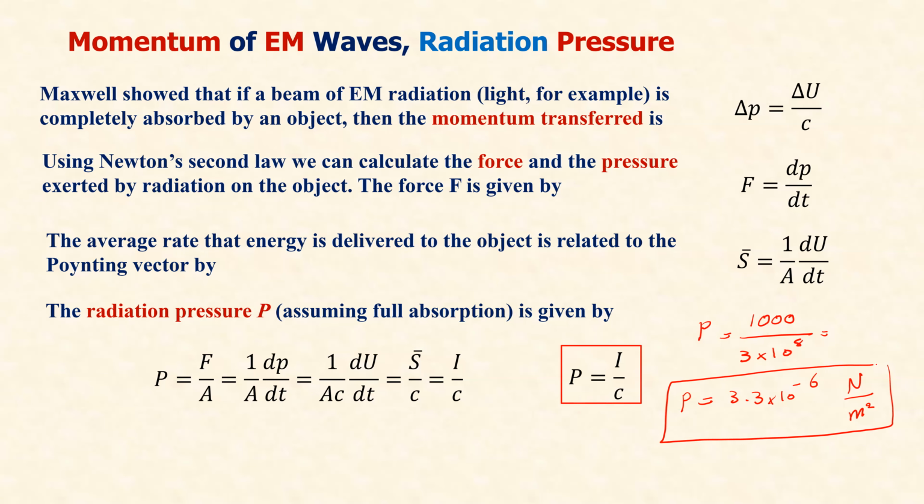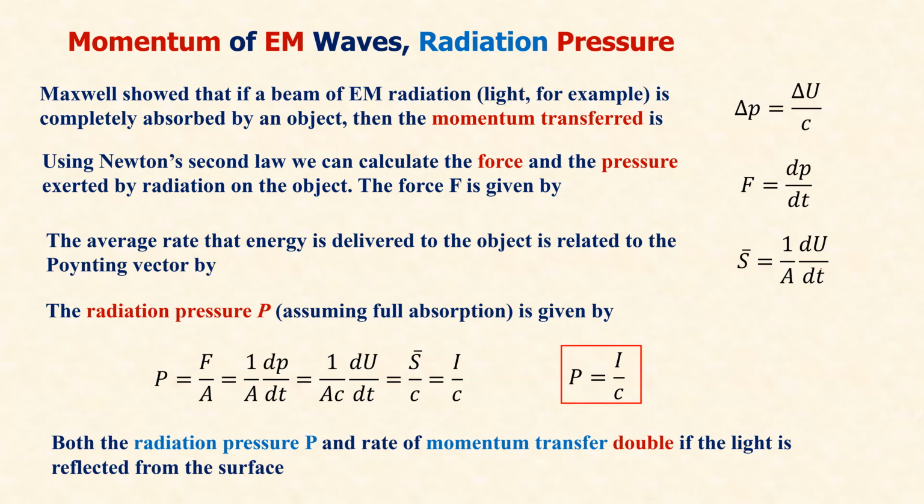All right. But as I said, there's a device that shows this. You can see that in a lab. In any E&M lab, there is one of those. All right. I think that's everything. But when the surface reflects the light, the momentum transfer and the radiation pressure both double, because when you bounce something back, you get more momentum transferred.